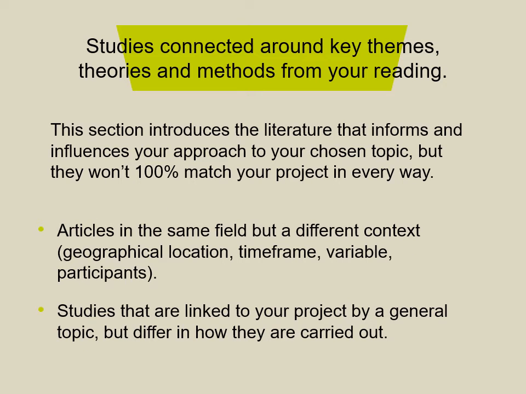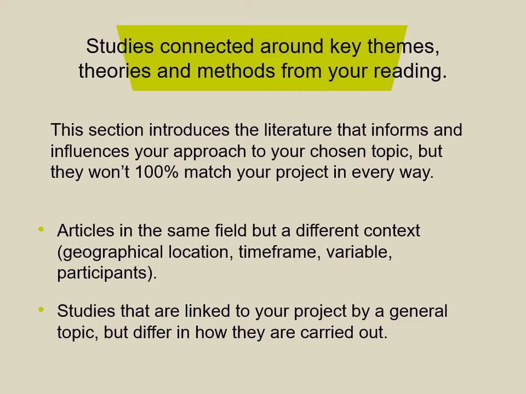The second section of the literature review is the one that is perhaps most tricky, and this is where you begin to bring in studies that are connected to the key themes, theories, and methods from your reading. Here, think about the literature and the sources that have informed and influenced your understanding of the subject, but there's something about them that holds them back. In other words, they aren't 100% relevant to, or they don't 100% match your project in every way.